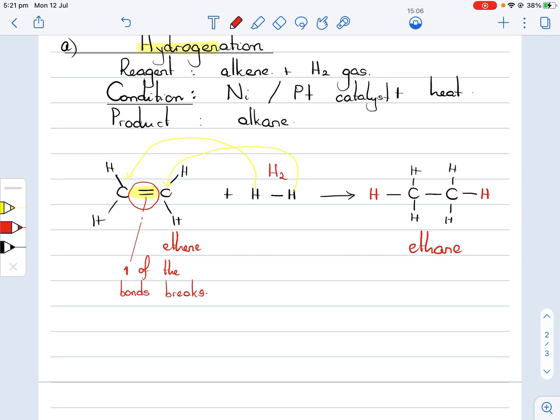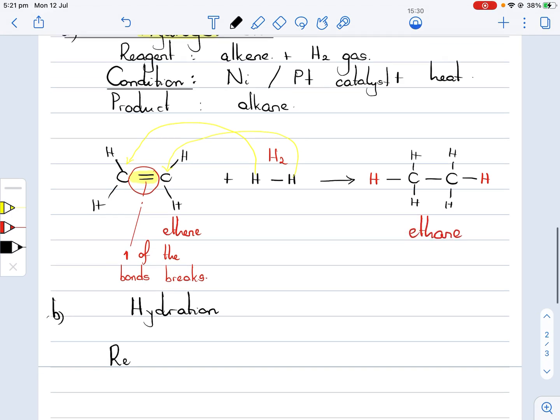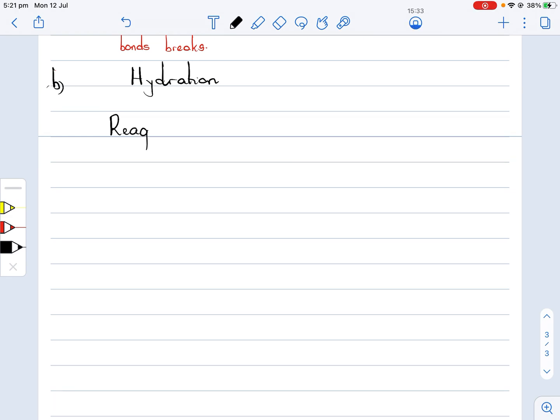Now, this reaction is important in industry, hydrogenation of alkenes. It's responsible for the formation of margarine from vegetable oils. That's reaction A. Reaction B, I'm going to refer to as hydration. As the name suggests, there is water involved in this reaction. During hydration, our reagent is going to be steam. We want our water to be in the form of steam, and steam is going to react with an alkene.